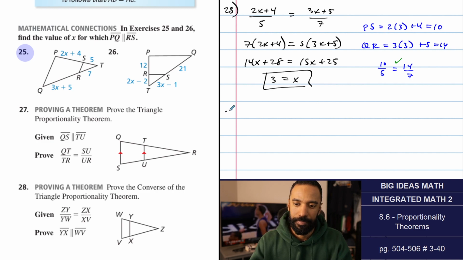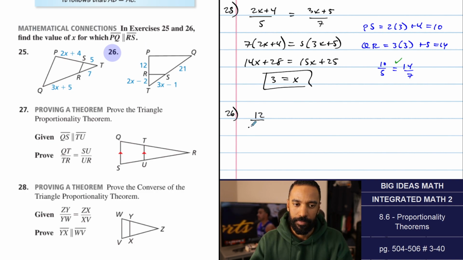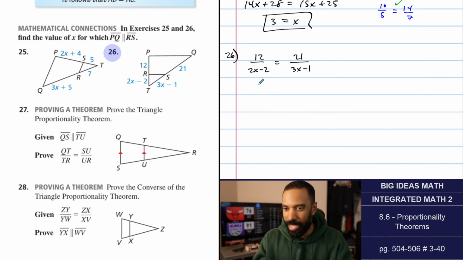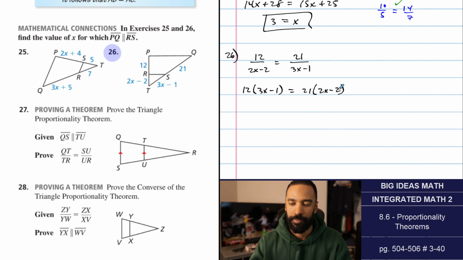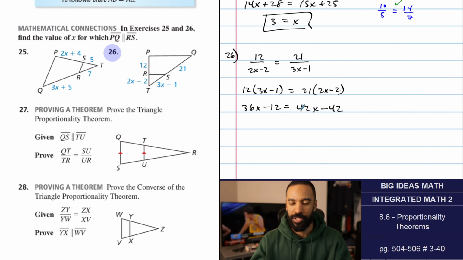Okay. Number 26. Let's work this out. Let's do 12 over 2x minus 2 equals 21 over 3x minus 1. Now this could reduce. You could divide everything by 2. Let's save it. 12 times 3x minus 1, cross multiply, equals 21 times 2x minus 2. Distribute. 36x minus 12 equals 42x minus 42. Subtract 36, add 42, divide by 6, you get x equals 5.